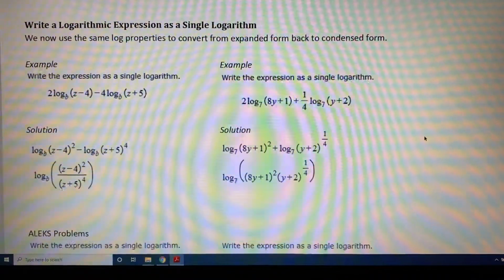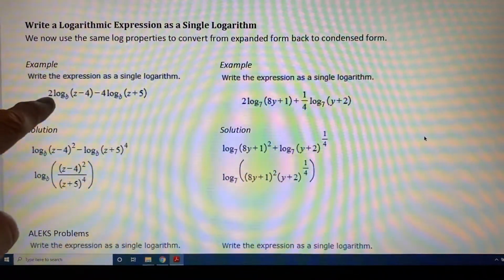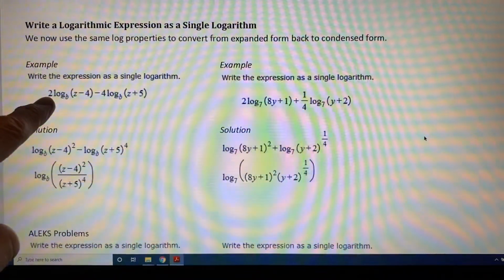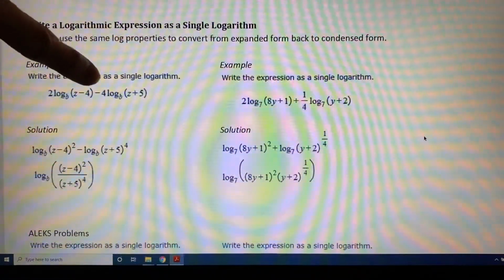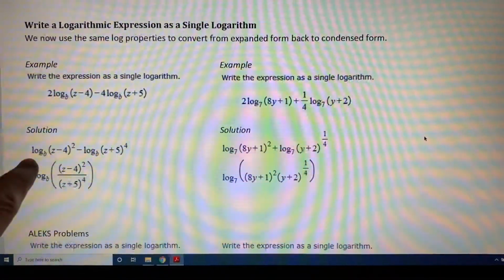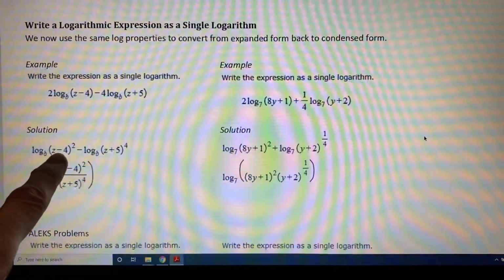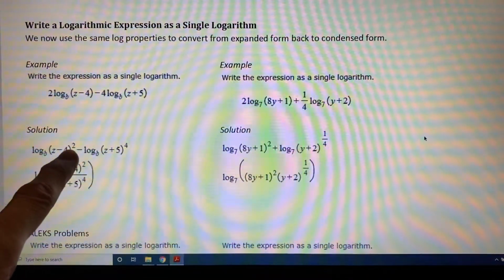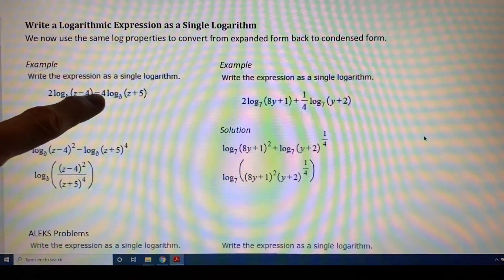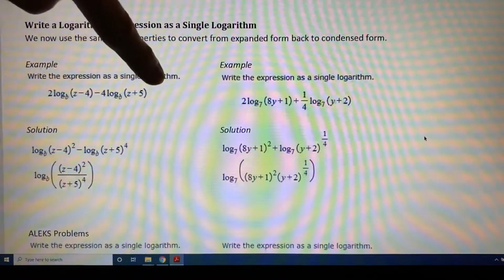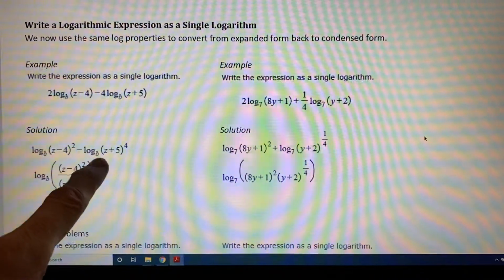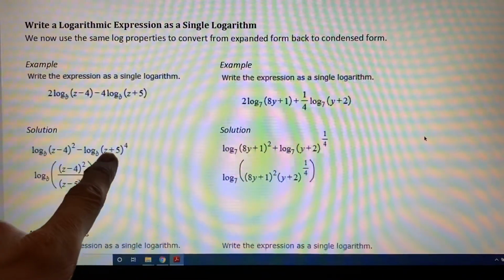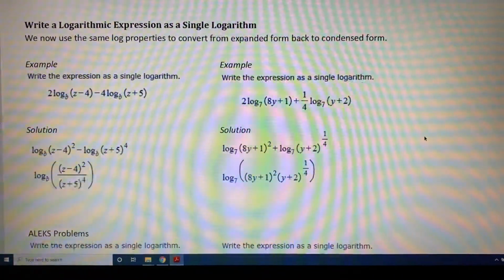And we'll use the power property to do that. So this 2 will move from being a factor in front of the log to being an exponent of the log's argument. So we get log base b of the difference z minus 4 squared. This 4 will move similarly to become the exponent of the z plus 5. And so we'll have subtract log base b of z plus 5 to the 4th power.